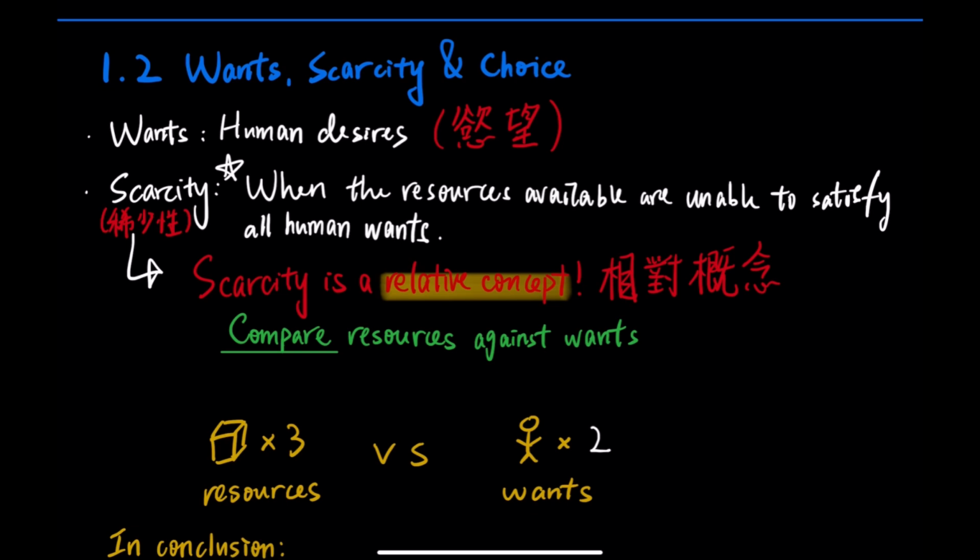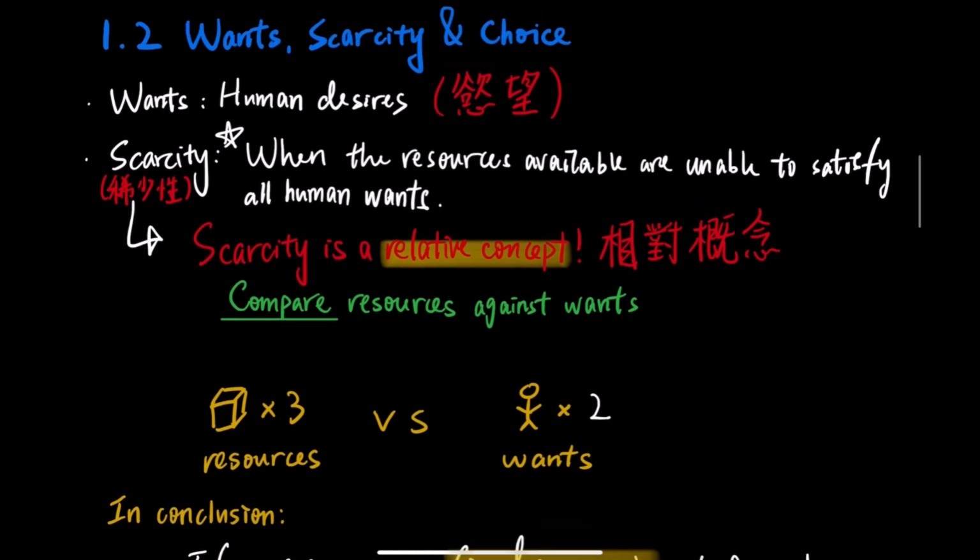Now, scarcity, I want everyone to put a star next to this definition, because this is one of the most important parts in this chapter. The definition of scarcity, as previously mentioned, is the situation in which the resources available are unable to satisfy all of our human wants. And a lot of people have to know of this, and it's that scarcity is actually a relative concept. So we cannot only look at the resources we currently have and say, oh, this resource is scarce. We also have to look at human wants. So we have to compare the two, and then we'll come to a conclusion.